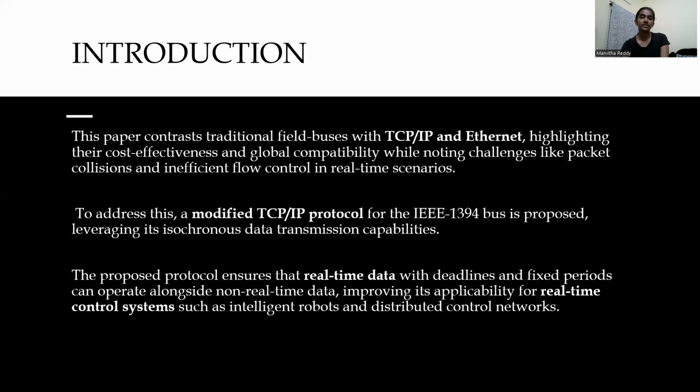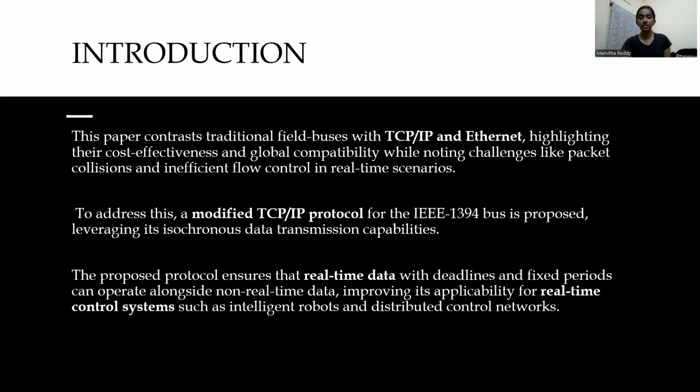Let us talk about the introduction part. What is the role of networks in this control system? In distributed control systems, the control computer network enables real-time operations, and traditionally these were expensive field buses, which ensured real-time data transmission but had high cost, complexity, and a lack of global standards.